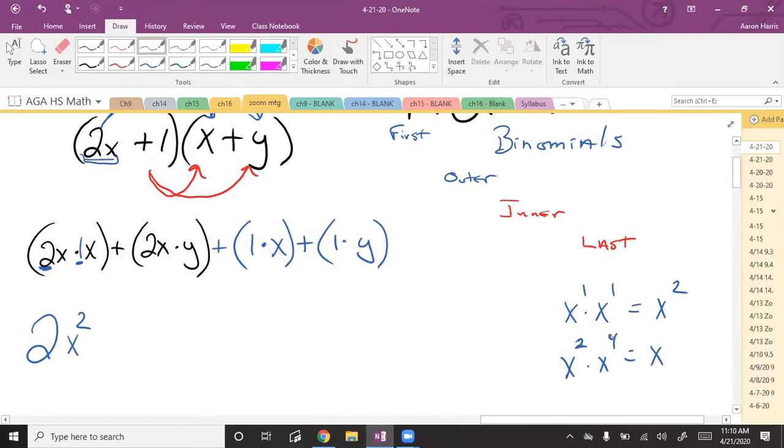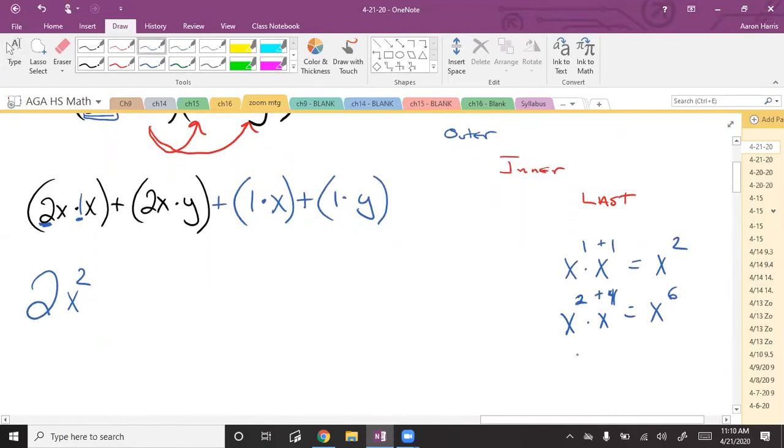x squared times x to the 4th is x to the 6th, because you're adding the powers. But if I do x times y, are they the same variable? No. So we just write what? XY. There you go. Beautiful.